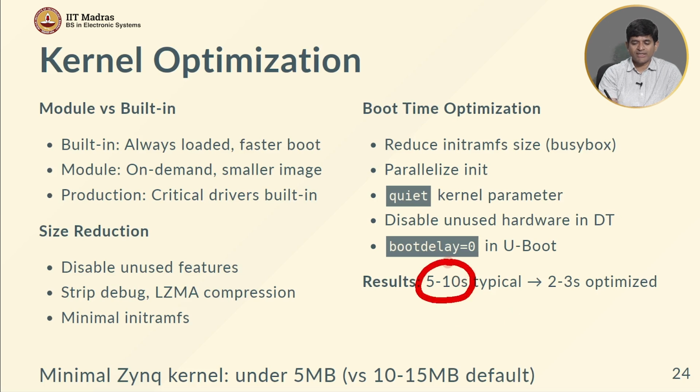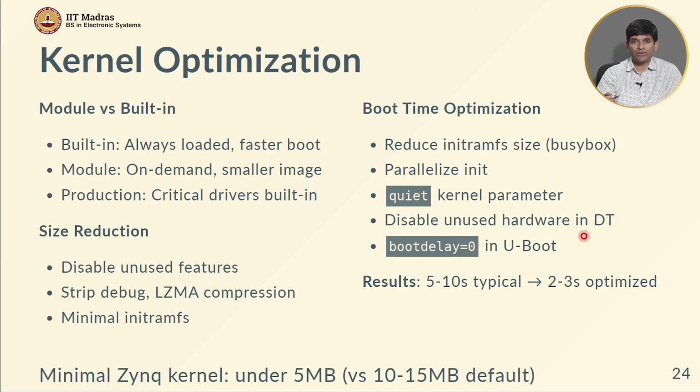A typical boot system might take tens of seconds. You could bring it down with heavy optimizations to 2-3 seconds. How do you do that? Once again, reduce the type of initramfs that you use. There are ways by which you can parallelize the different tasks that need to start up at initialization, right? Just reduce the number of messages that scroll on the screen, right? Use the quiet kernel parameter to reduce the amount of log messages that come on the screen, because printing is actually a slow process, even though we don't think of it that way.